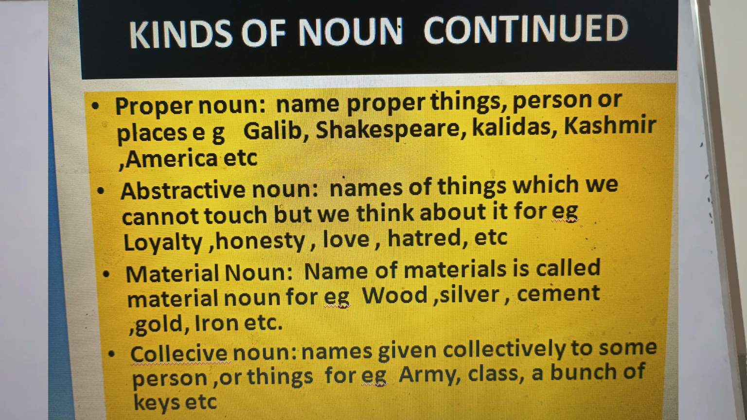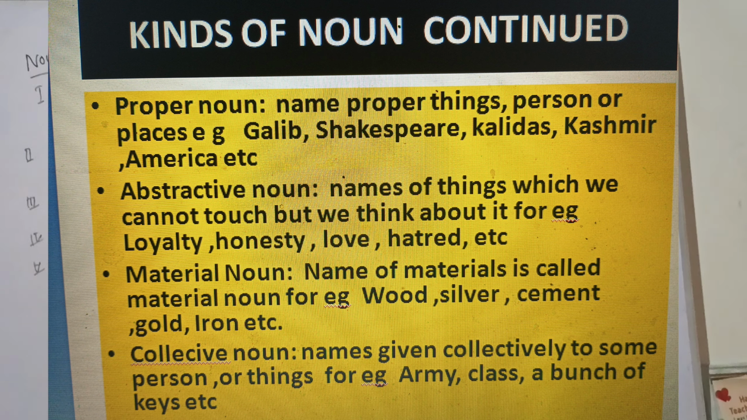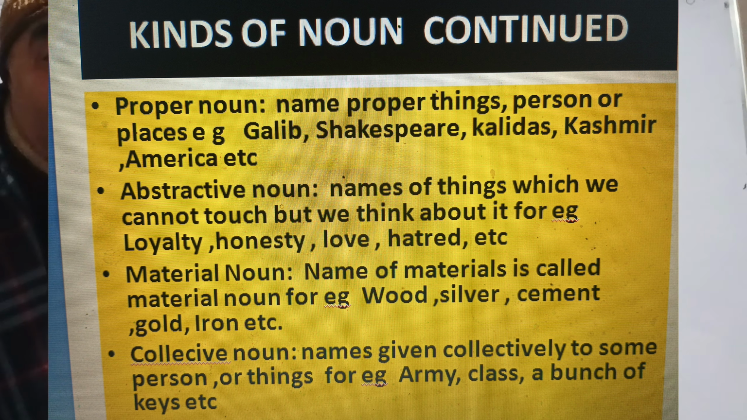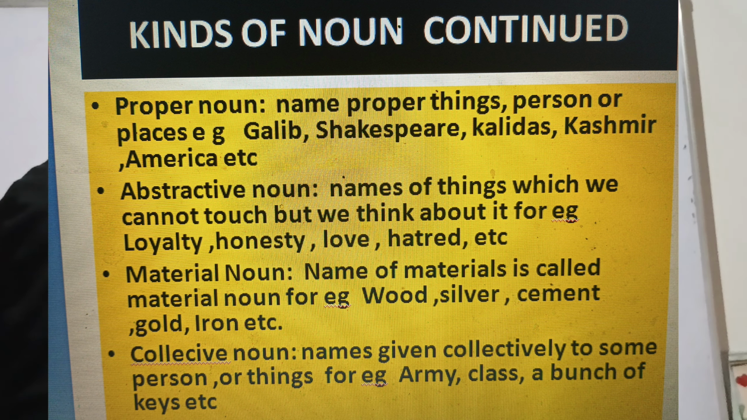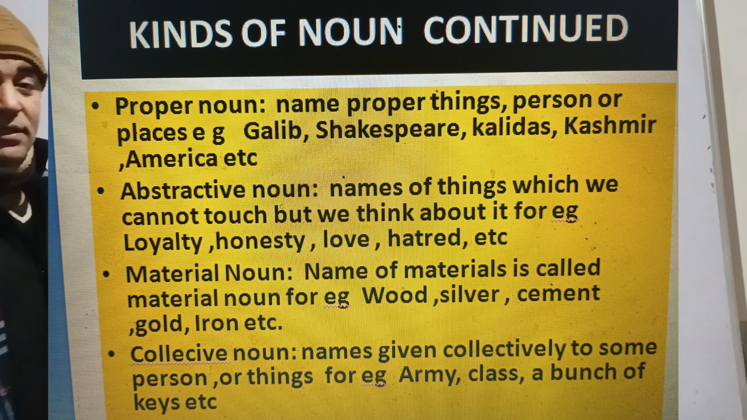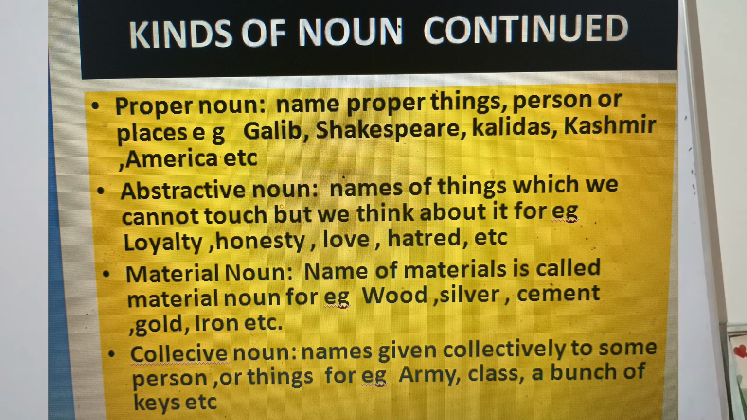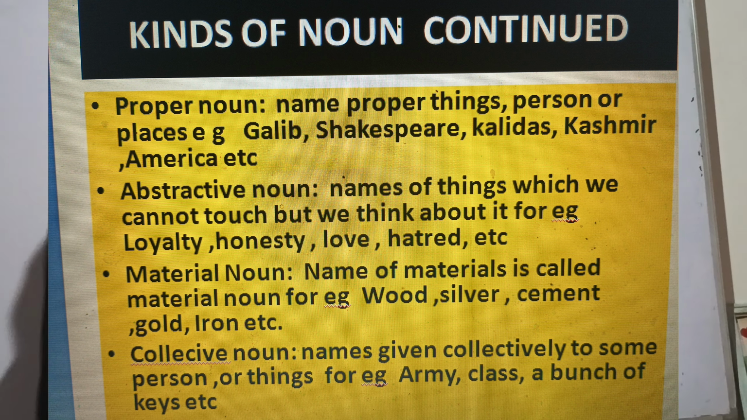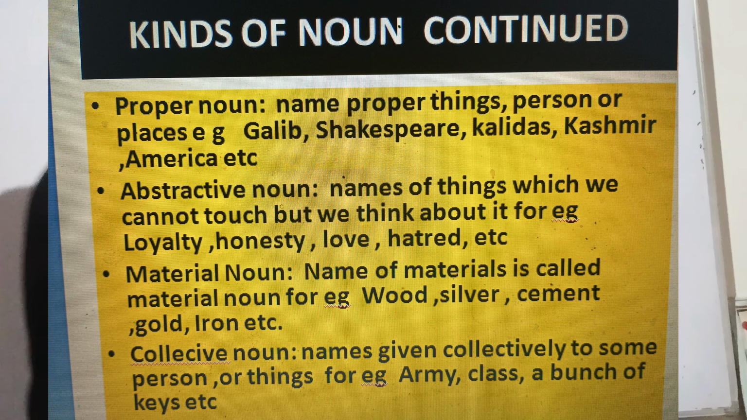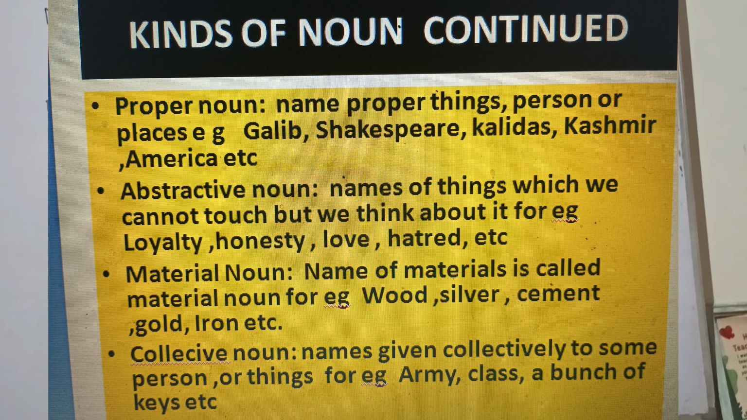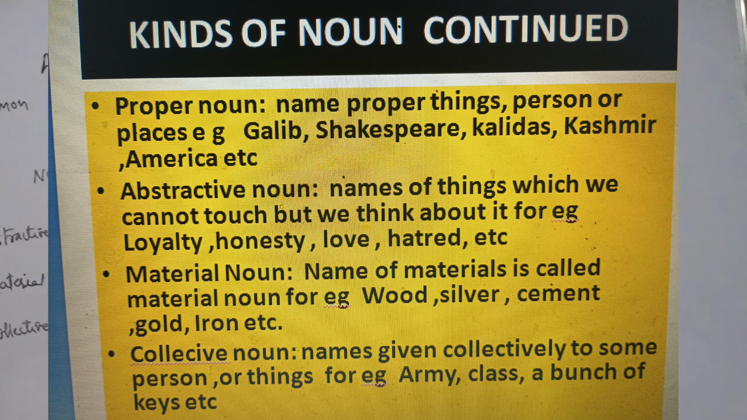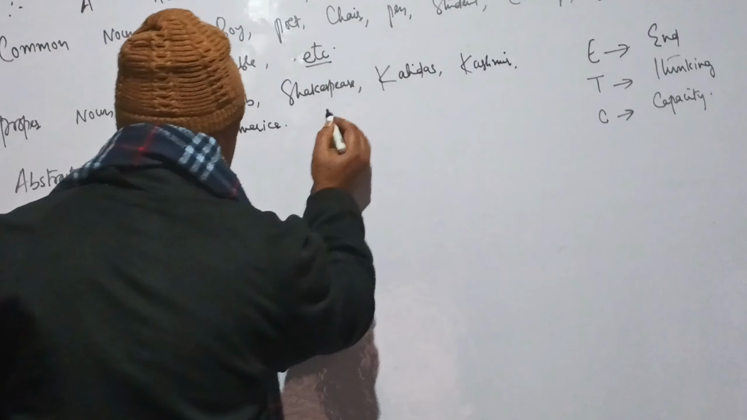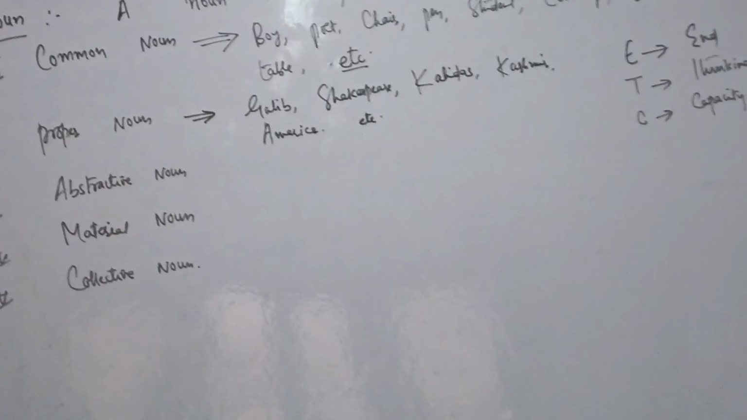So, if you see Kalidas, the great poet and dramatist of ancient India, who is a Sanskrit poet and dramatist, and he has written the world famous plays, Shakuntala, and all other masterpieces. So, all these people are proper nouns. Kashmir is a proper noun. And then you have America, and these are the examples of the proper noun.